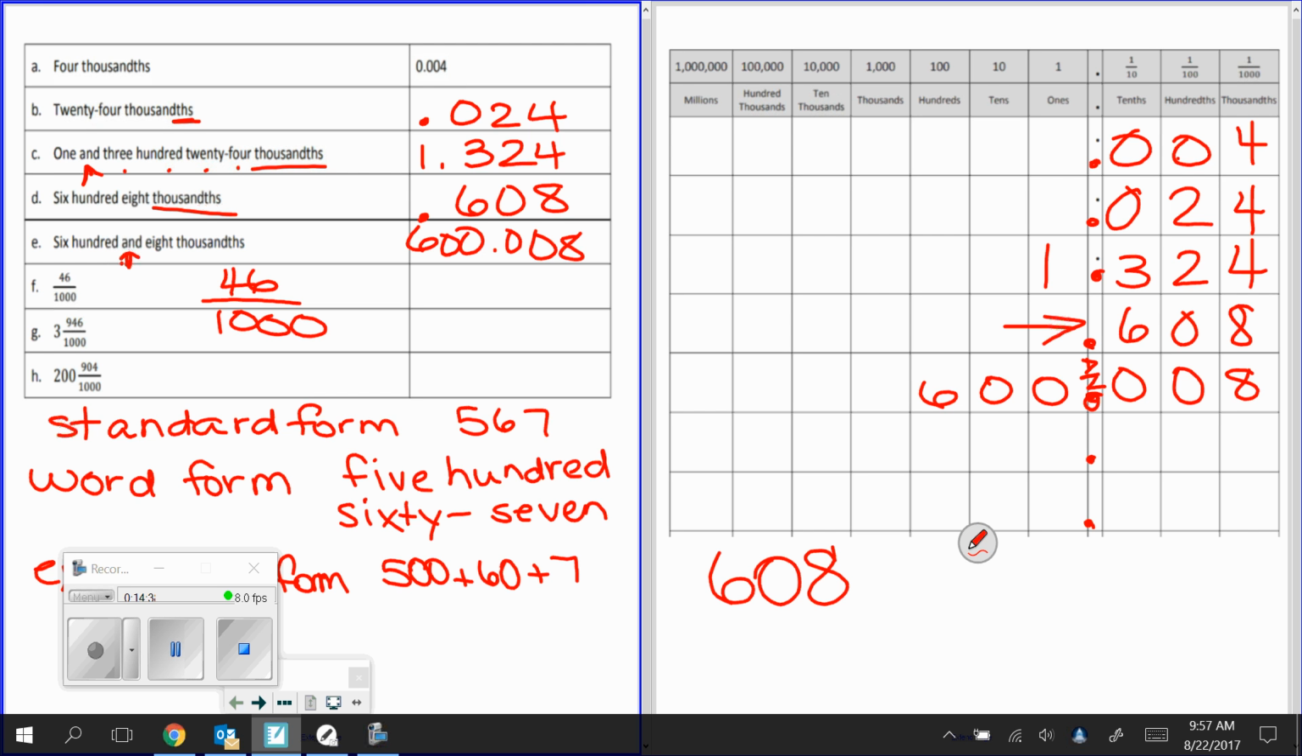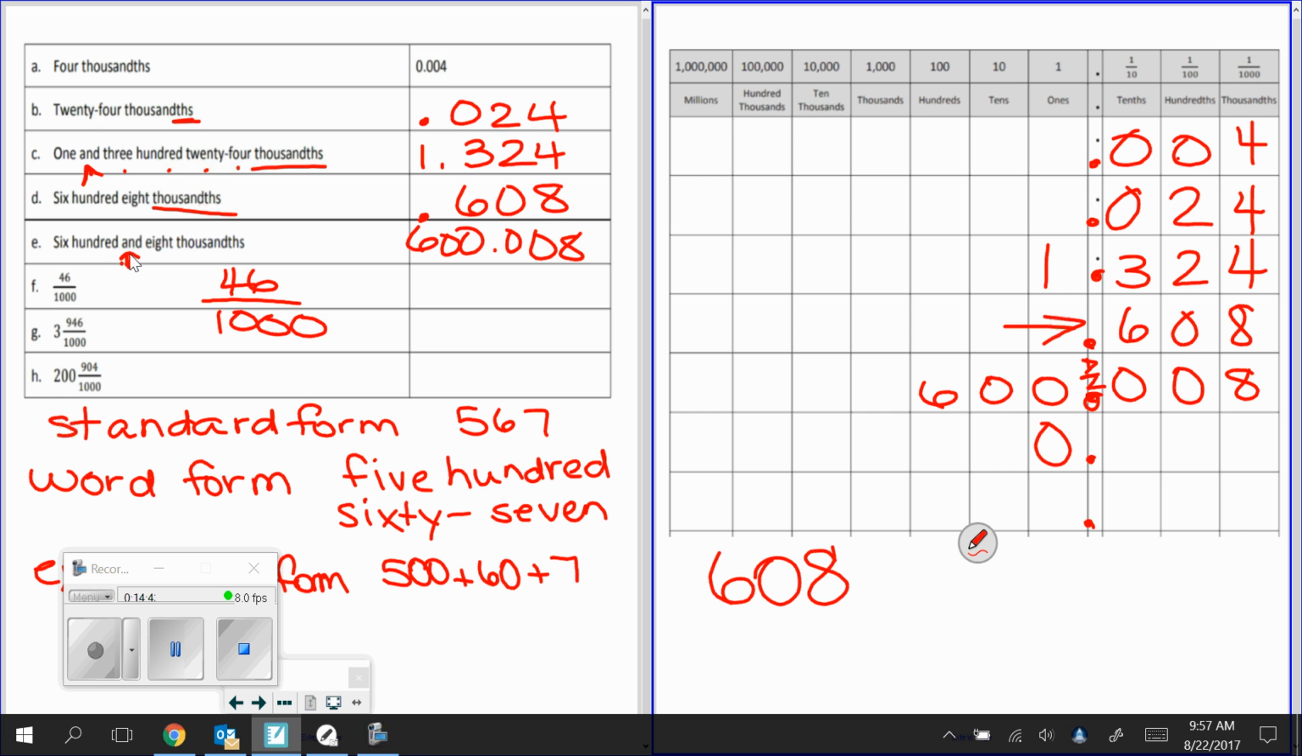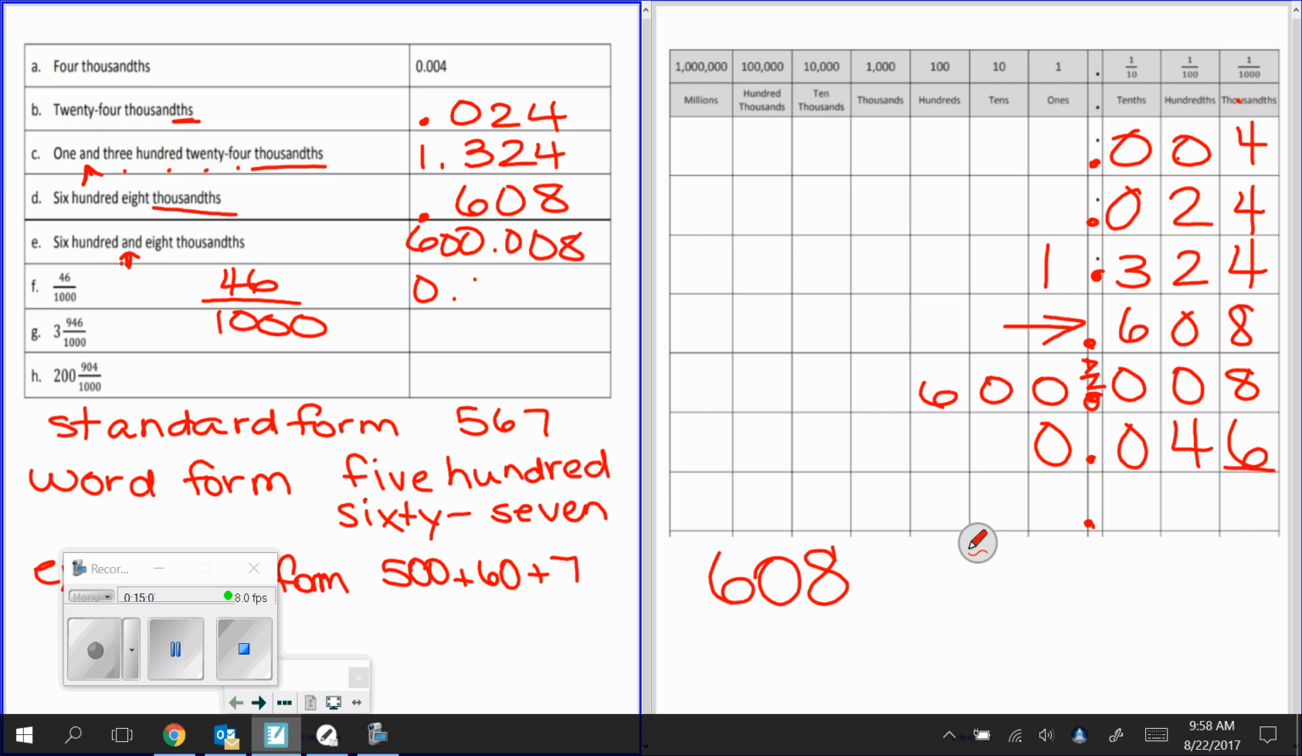Okay. You put a 0 there. Is it wrong if you put a 0 here? No. No. This means there aren't any ones. So we have 46, which is what you need, and a 6 in the thousandths place. So it needed to be thousandths. Good job.